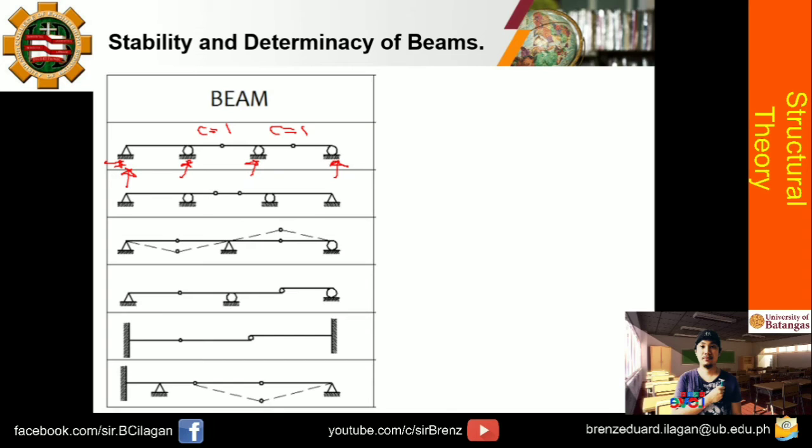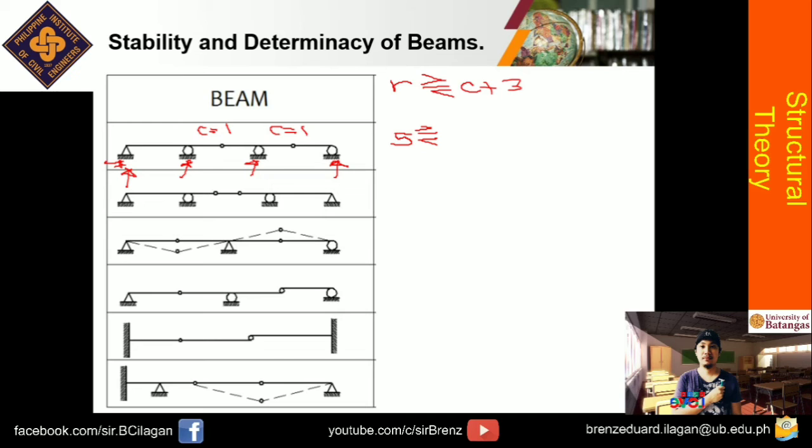Again, if you're going to apply the formula, R is equals, or greater than, or less than C plus 3, alamin natin kung saan category papatak itong beam example na ito. Again, R. Ilan yung R natin? Bilangin natin, guys. 1, 2, 3, 4, 5. So we have 5 reactions. That is greater than, equals, or less than. Bilangin natin yung C. Sa dalawa, so 2 plus 3. So 5 equals 2 plus 3, or 5 equals to 5. Therefore, this problem is under the category of statically determinate.